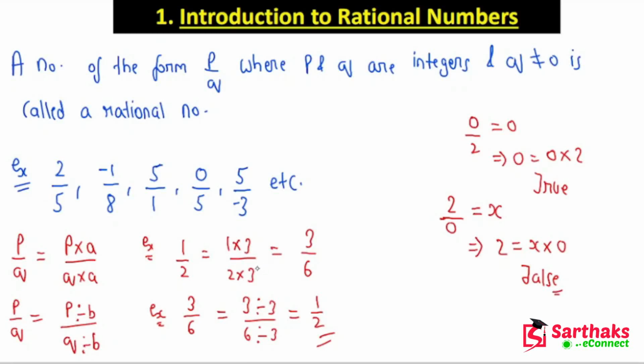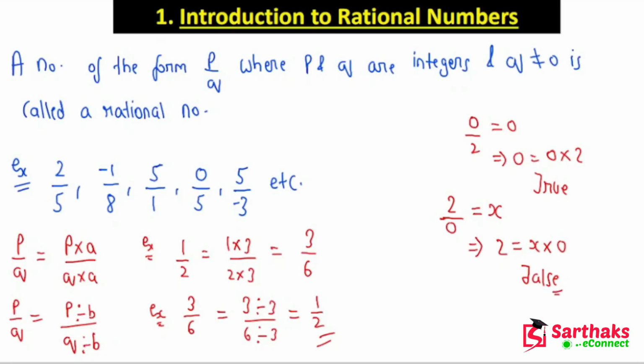So it is very easy to play with the numerator and denominator of a rational number. But yes, you have to take care that both the numbers which are being multiplied should be the same. Similarly, you have to divide by the same number on both numerator and denominator, and it will not affect the rational number as a whole. Okay, so this was all about the introduction of rational numbers.